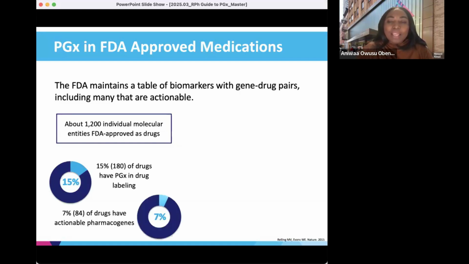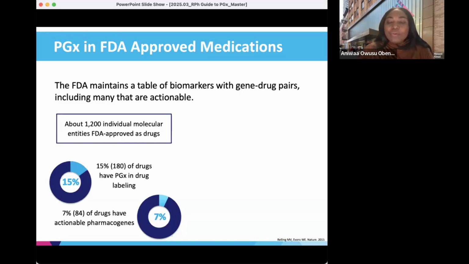Well, you probably have a point there. And maybe even all 180 do not have actionable information, and you'll be correct. It's only about 84 of those medications, or 7%, that have actionable pharmacogenetics. And this was as of 2015. The number is nearly 120 now. But let's just stay with these numbers just to make this point here.